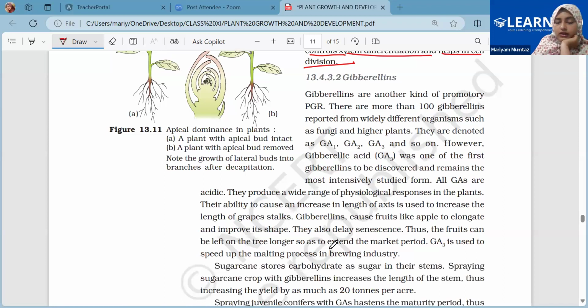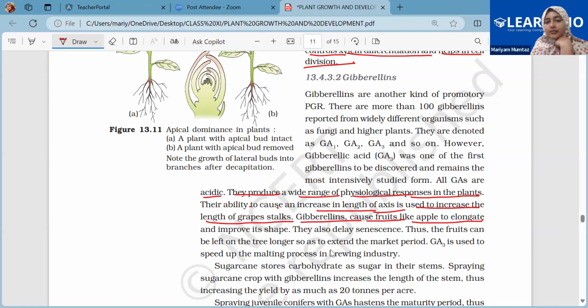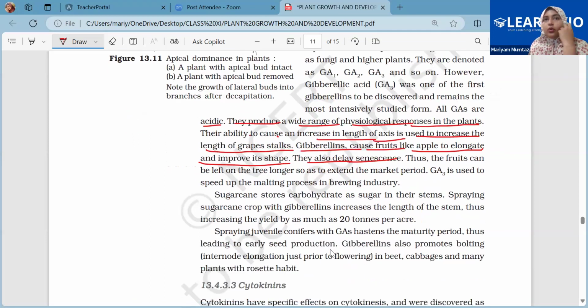All gibberellic acids are acidic. They produce a wide range of physiological responses in the plants. Their ability to cause an increase in length of axis is used to increase the length of grape stalks. Gibberellins cause fruits like apple to elongate and improve their shape. They also delay senescence, meaning they will not allow the old age, or the negative aspect of growth, to come to the plant. Thus, the fruits can be left on the tree longer so as to extend the market period.